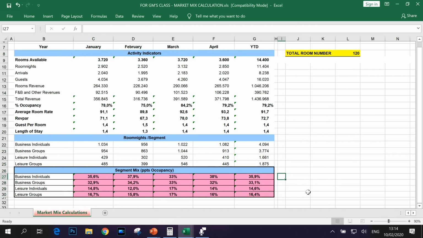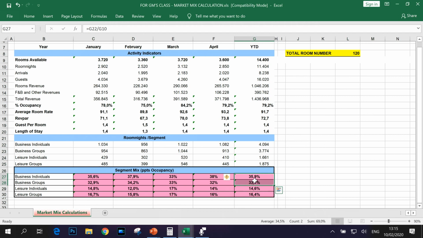For this hotel, what we can see is 35.9% of the business is coming from business individual, and 33.1% from business group, 14.6% from leisure individual, and only 16.4% from leisure group. So from this analysis, what we can see is this hotel is more of a business hotel because almost 70% of the total business is coming from business individual and business group.